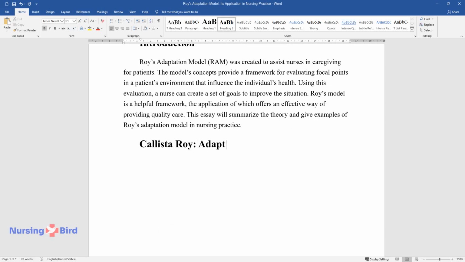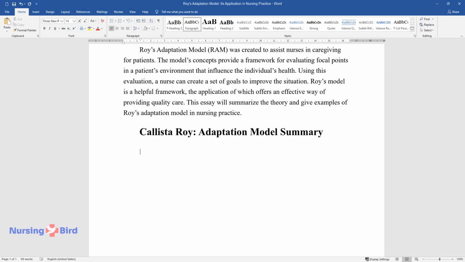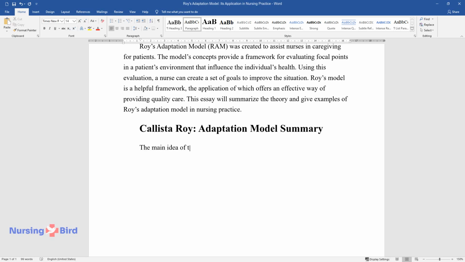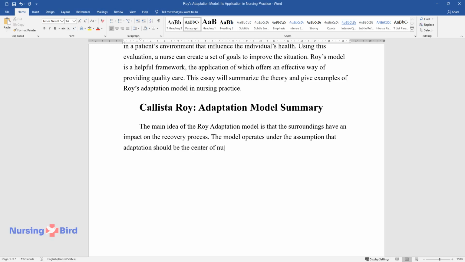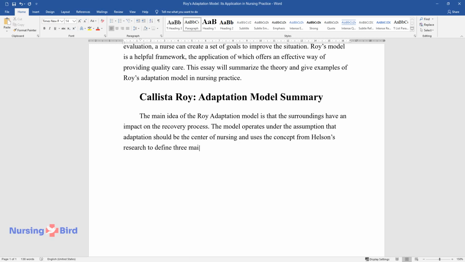Callista Roy, Adaptation Model Summary. The main idea of the Roy adaptation model is that the surroundings have an impact on the recovery process. The model operates under the assumption that adaptation should be the center of nursing and uses the concept from Helson's research to define three main categories of stimuli.